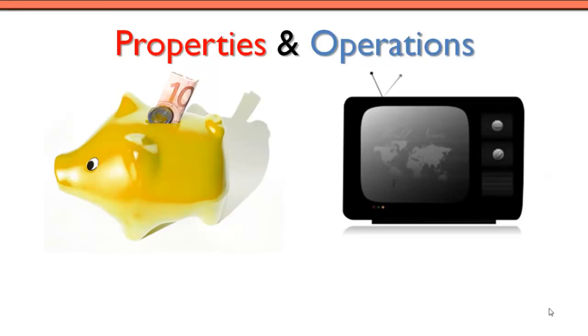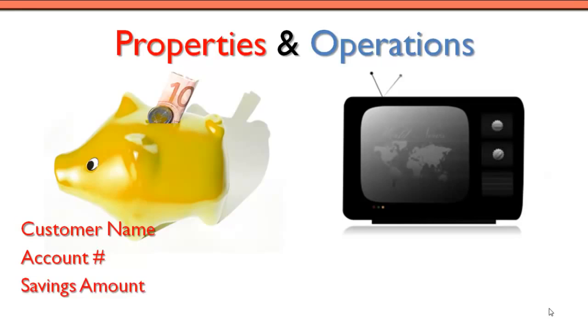So we're going to look at two different examples here, one dealing with a bank account and the other dealing with a television, and how we can actually model these particular things by defining a user-defined type in terms of its properties and operations. So we'll first take the bank account. With the bank account, there are a lot of properties that we can associate with it. One would be the customer's name, maybe their account number, the amount that they have in savings, the amount that they have in checking. So these are all properties that we associate with a particular bank account.